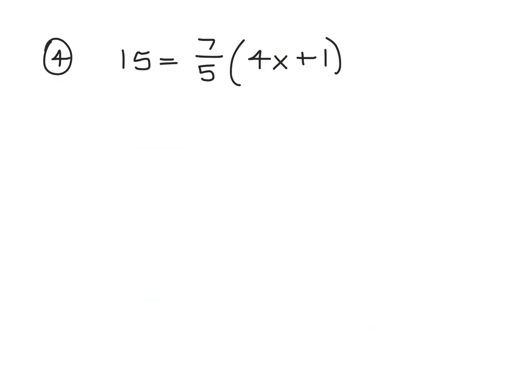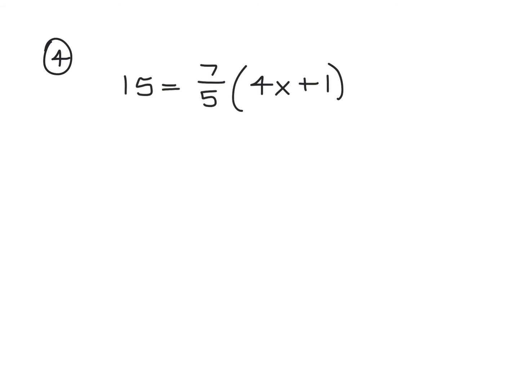This is one thing that sometimes people get stuck on. They're like, well, okay, cool, how do I distribute with a fraction? Remember, distributive is multiplication, so the top multiplies, the bottom divides. So this is going to be 15 equals 7 times 4 is 28x over 5 plus 7 times 1 is 7 over 5, because this division is distributing also, right? So now I'm back to where I was.